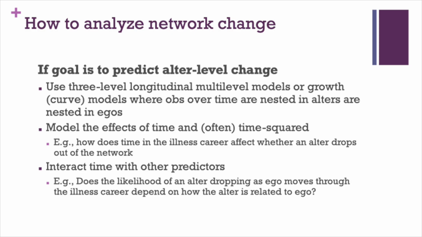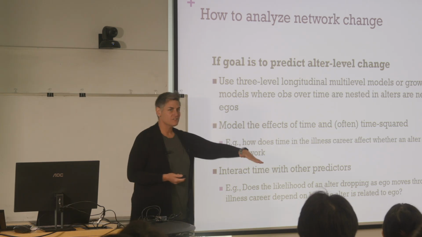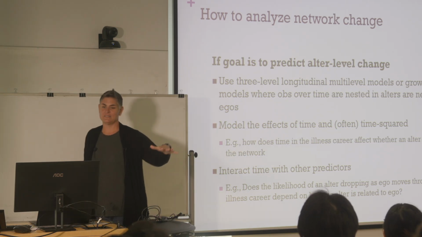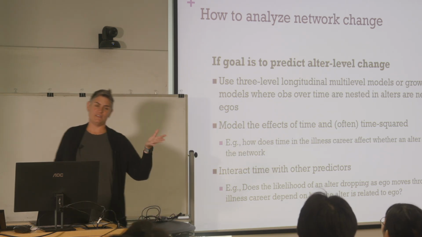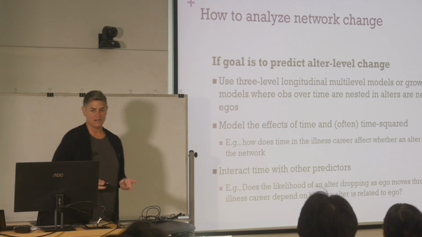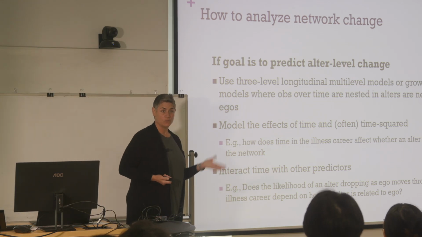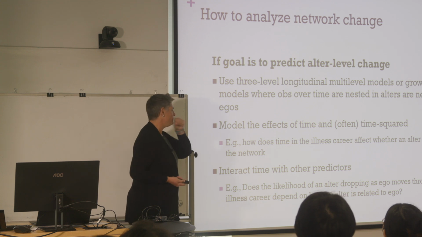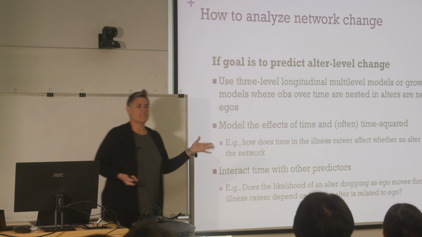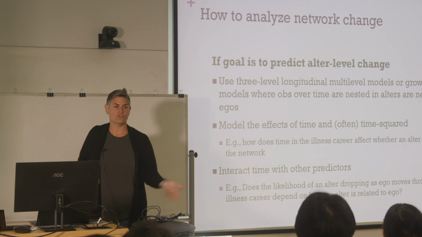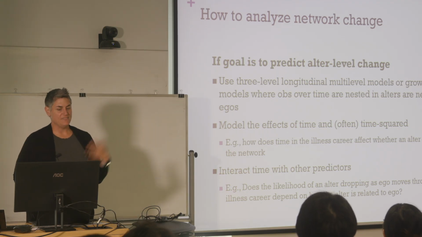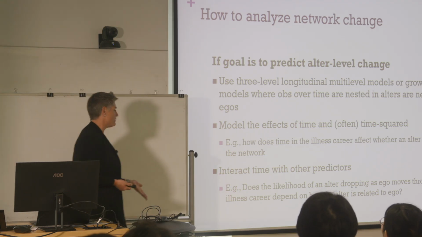If your goal is to predict alter level change, you can use 3-level longitudinal multi-level or growth curve models, right? Where observations over time are nested in alters, which are nested in egos. And it's going to be the same in that you're going to measure the effect of time and time squared. So I might, for example, want to measure whether an alter drops out of the network between 2 waves. And so I could say, for example, how does time in the illness career affect whether an alter drops out of the network? And then similarly, I can interact time with other predictors.